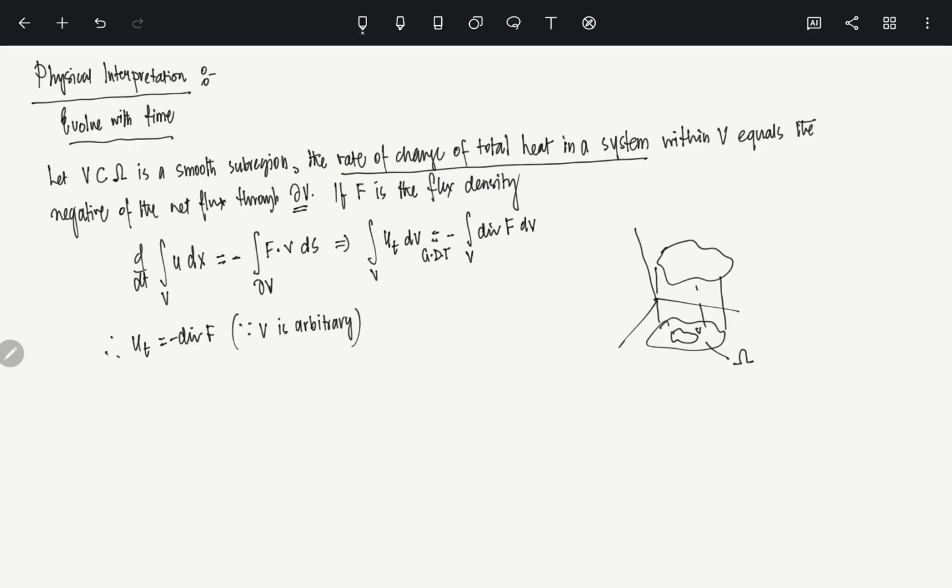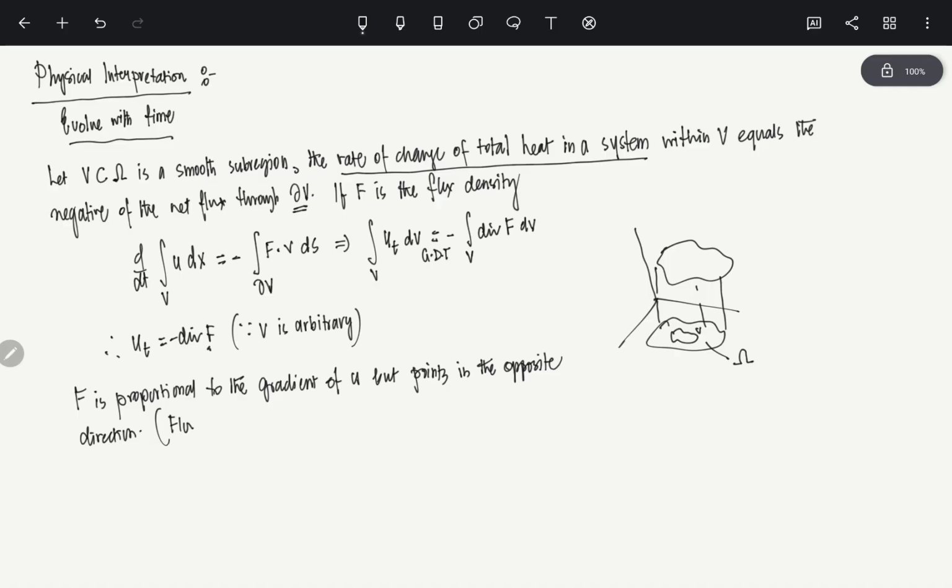Now generally what happens is this: this vector field F, that is the flux density, is proportional to the gradient of u, right? Gradient of u. So what points it in the opposite direction? Yes, what does it mean? I will tell you. It points in the opposite direction. So this means that the flow actually goes not from lower to higher, but from higher to lower. So you see, flow moves from higher to lower, right? So that is why this negative direction is there.